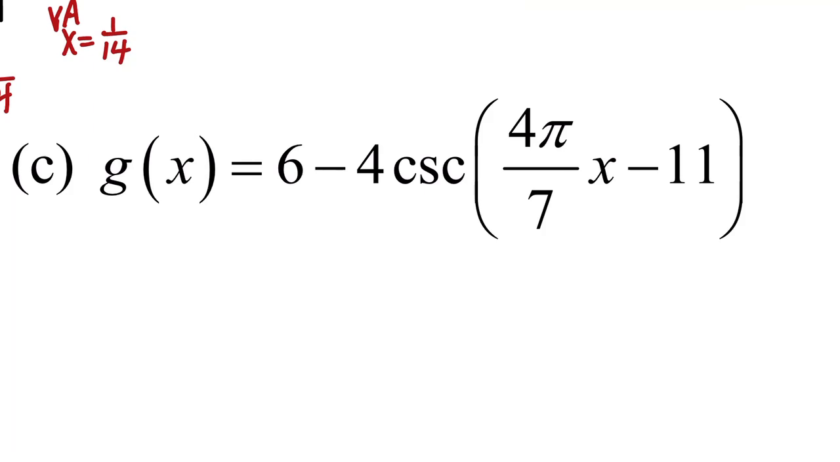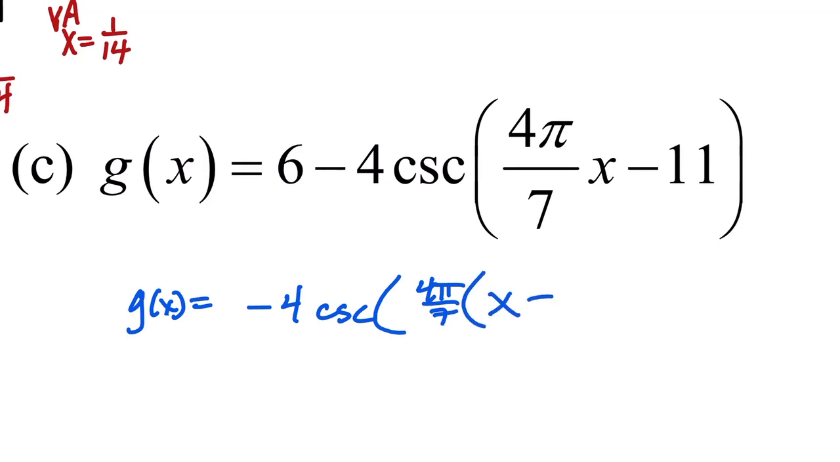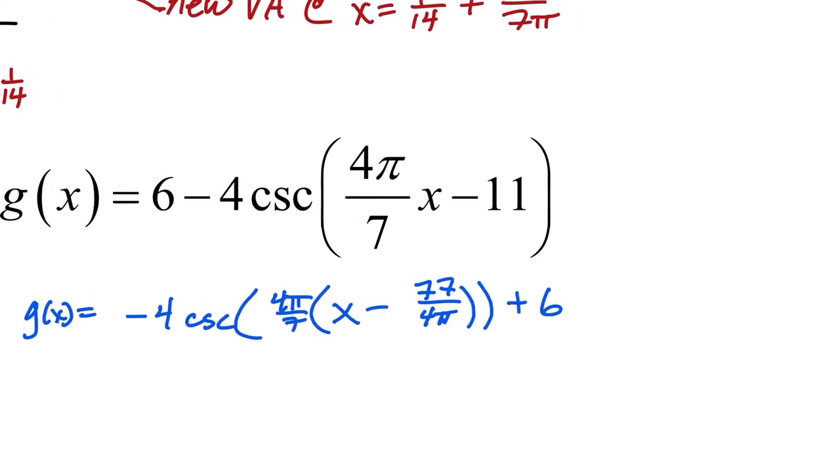All right, let's put this one in standard transformation form. g of x equals -4 cosecant of 4 pi over 7. So I have to factor 4 pi over 7 out. That gives me x minus 77 over 4 pi, close, close, plus 6. Now, how did I get 77 over 4 pi?